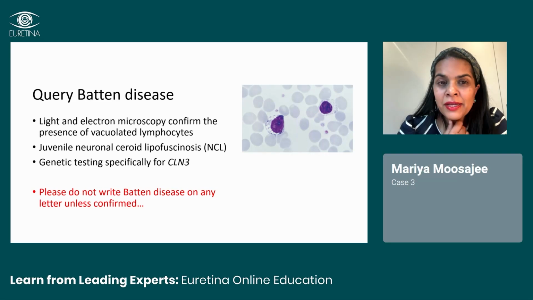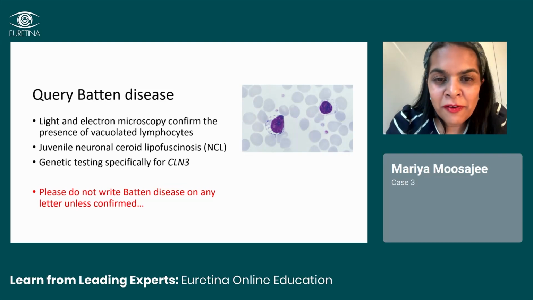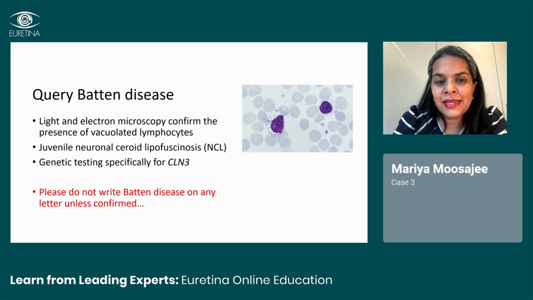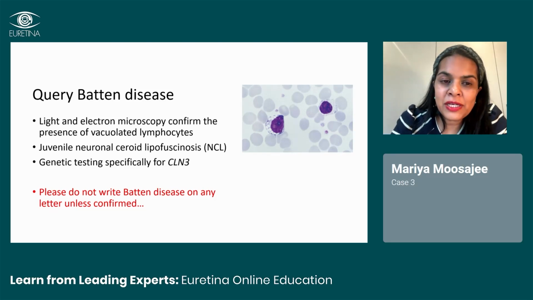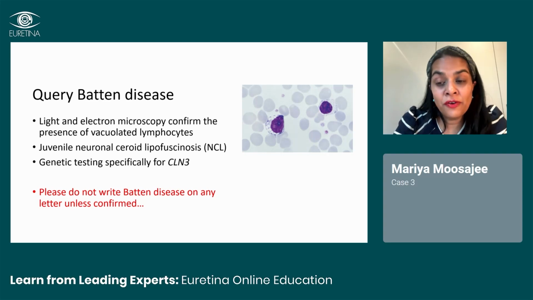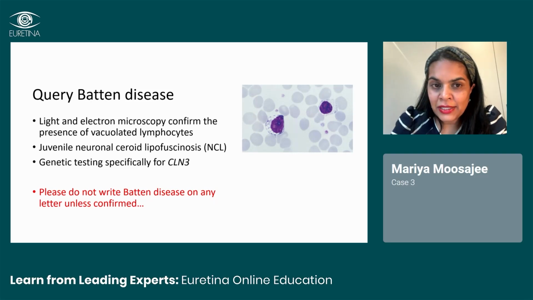What we are querying here is something called Batten's disease, also known as juvenile neuronal ceroid lipofuscinosis, one of the NCL disorders. And so this is an incredibly important differential to have when you have a child that has very, very fast retinal degeneration over like that 6-month period. You have to actually act faster than just doing standard genetic testing.